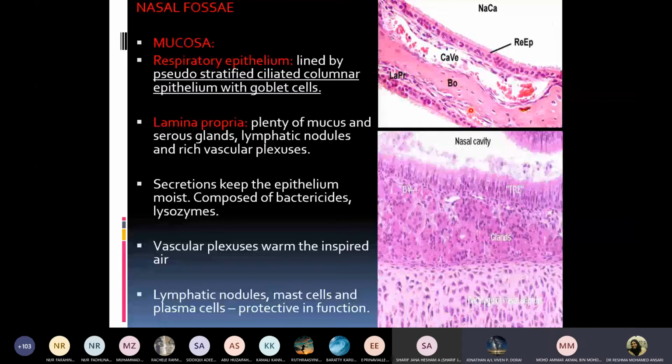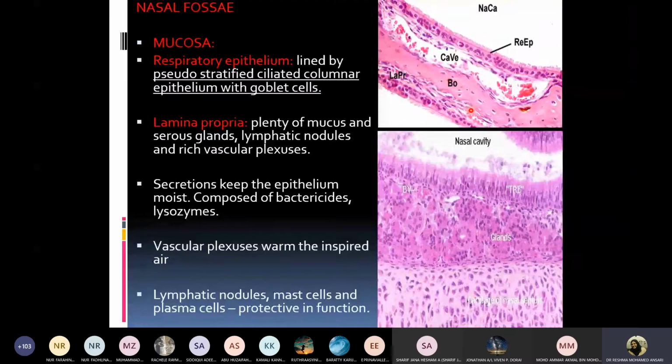It looks like there are many layers, but it isn't. If you see in this picture below, you can see that the nuclei of the cells are at different levels. So I might think it is layered, okay? I might think it is stratified, but it is not stratified, it is pseudostratified. All the cells rest on the basement membrane. Beneath the epithelium, you can see blood vessels, mucous glands, lymphatic nodules, and a rich vascular plexus.